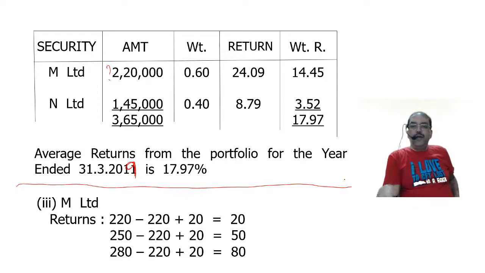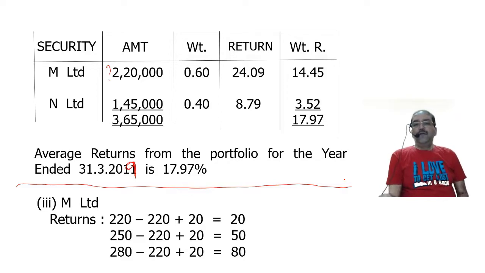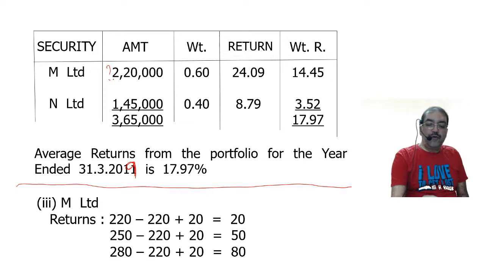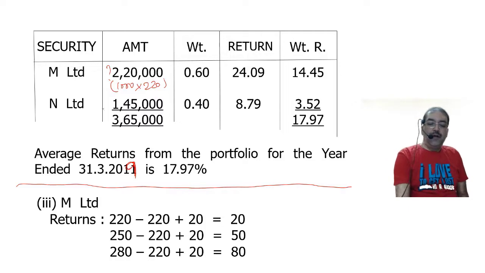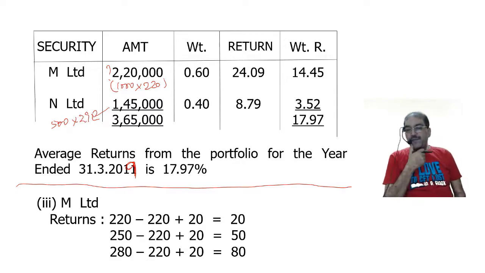How did we get 220? 2,20,000 is the market price at the end of the first year, 220, into the number of shares, 1000. So this 220 is 1000 shares into 220, end of the first year, beginning of the second year. How did you get 1,45,000? Number of shares 500 into 290.